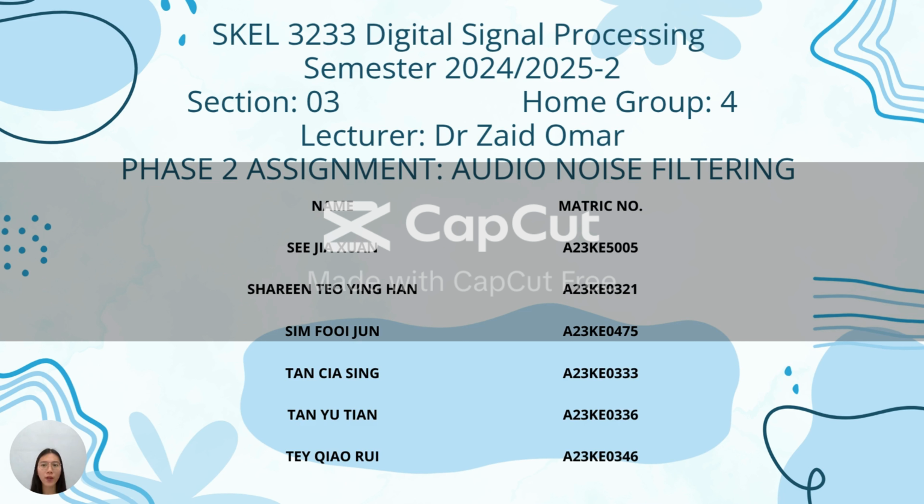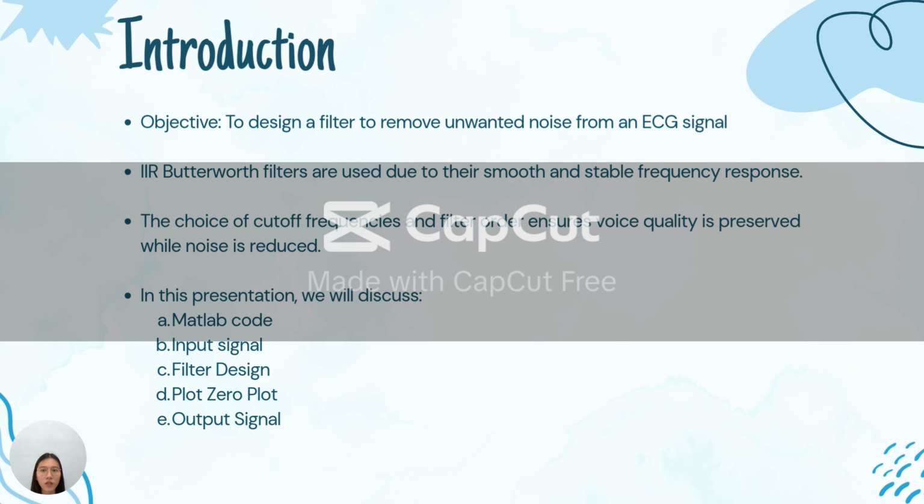Hello everyone, we are from Group 4 and would like to present a project on audio noise filtering using digital filters in MATLAB. The objective of this assignment is to design a filter to remove unwanted noise from an ECG signal. To filter the audio, we use IIR Butterworth filters because of their smooth and stable frequency response. In this presentation, we will discuss MATLAB input signal, filter design, pole-zero plot, and output signal.